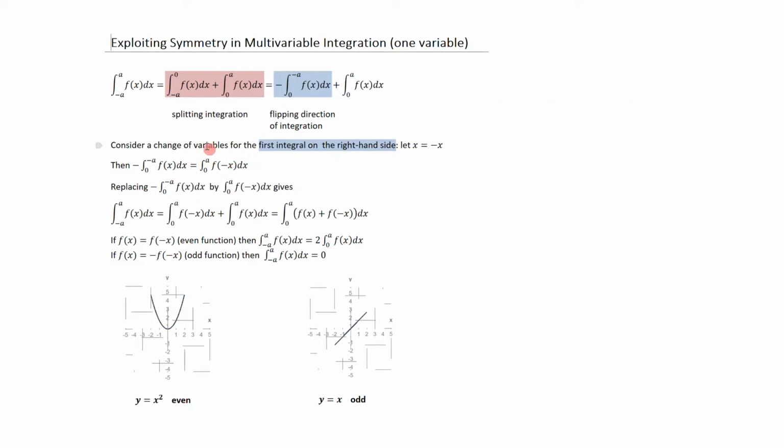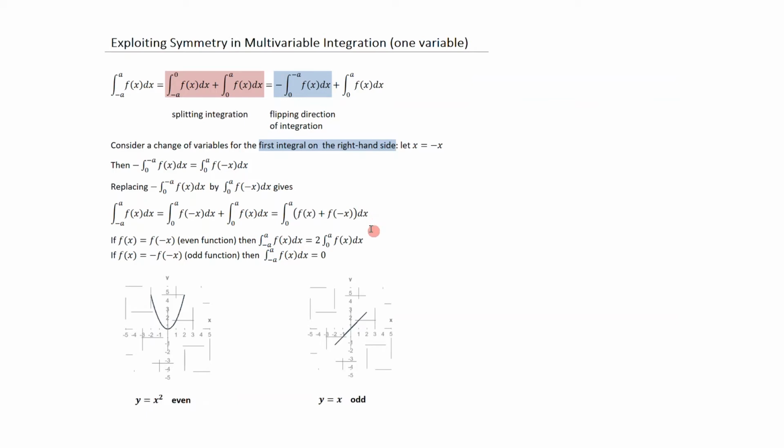The next step is to consider a change of variables for the first integral on the right-hand side, which is the one in blue. We let x equals minus x. In that event, this expression just becomes equal to this expression that you see here. Therefore, we can replace this expression by this to give an expression that looks like this. So effectively, what we end up with is a single integral from 0 to a, but the integrand now contains f of x and f of minus x dx.